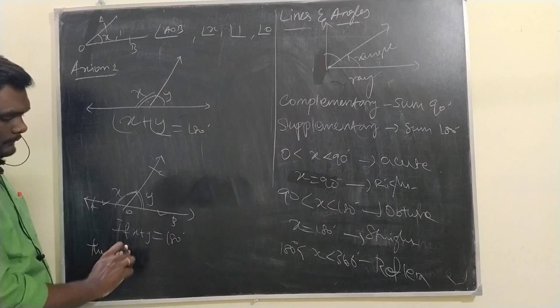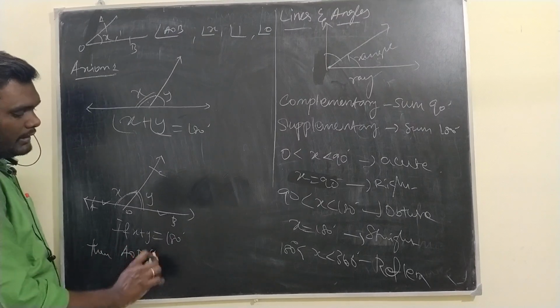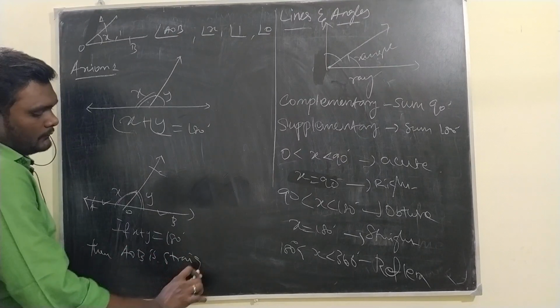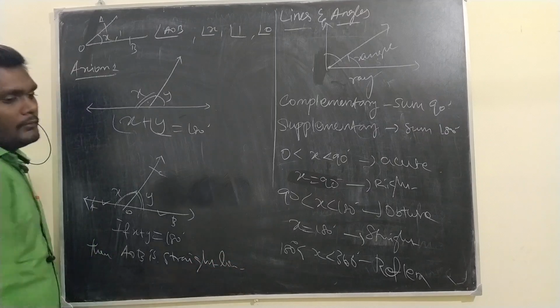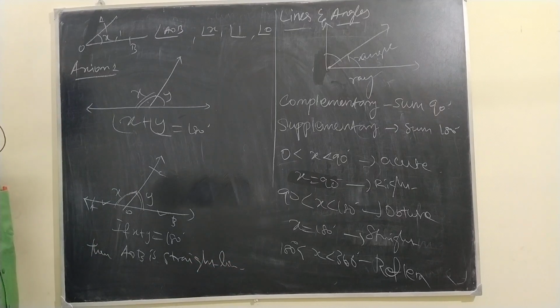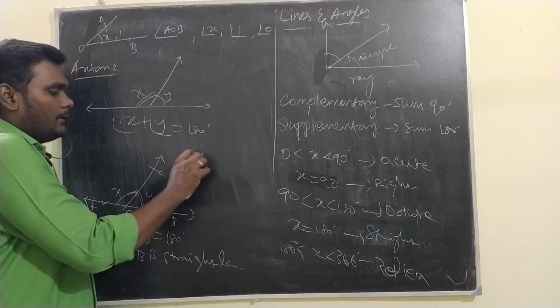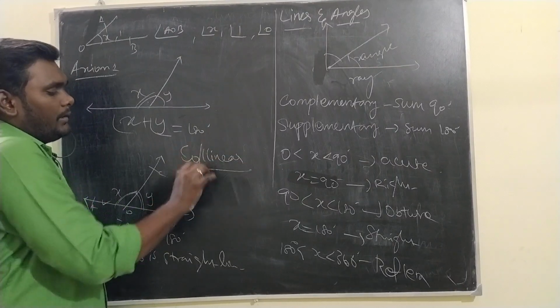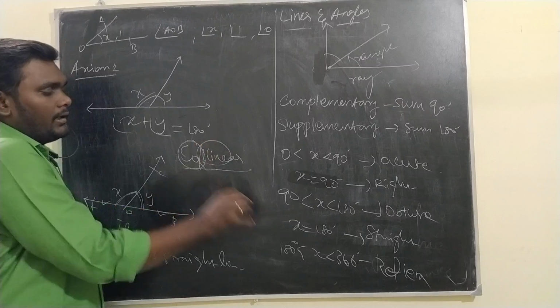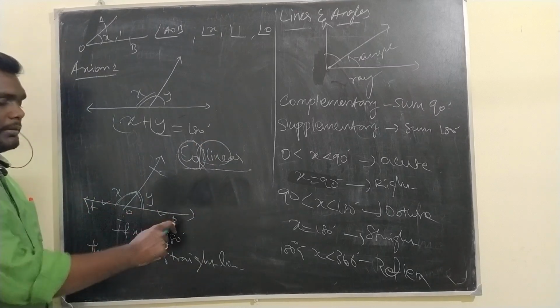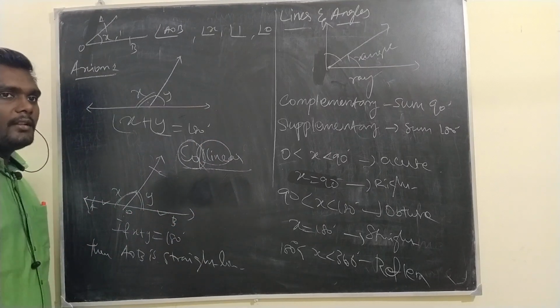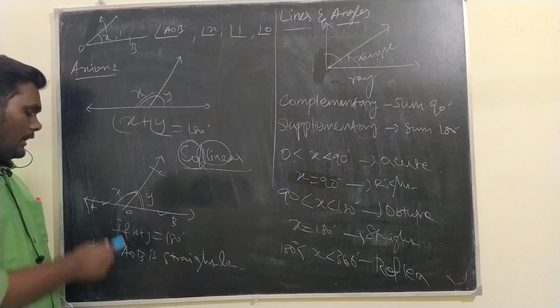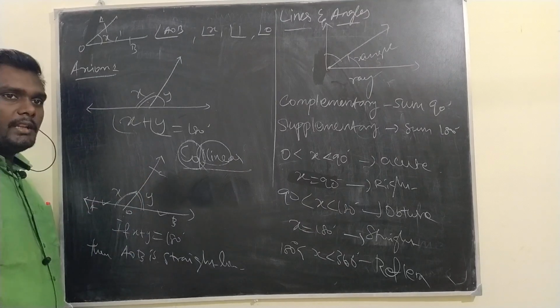Then AOB is a straight line. Also there we have to talk about collinear points. Collinear points means what? Co means company, on a line. So these points A, O, B are called collinear points. They lie on the same line. Okay. And then A, O, C, are they collinear?